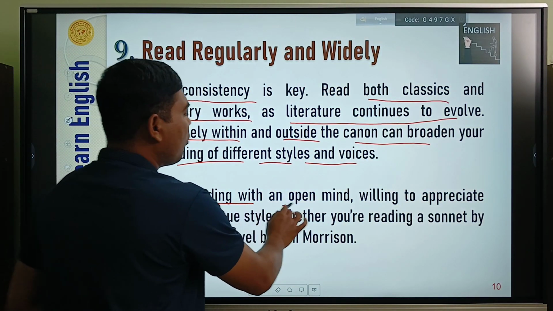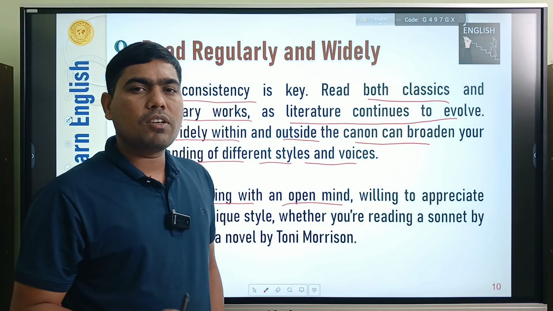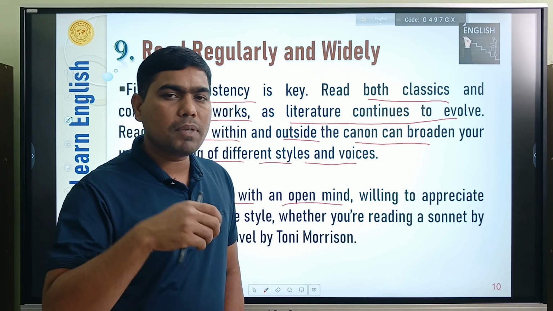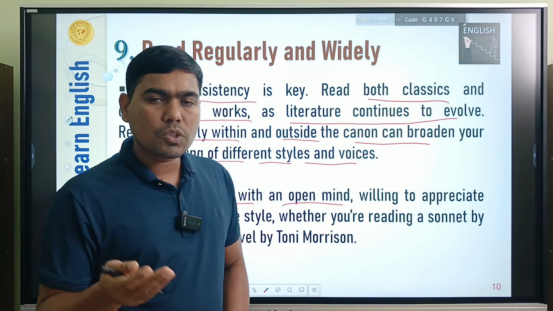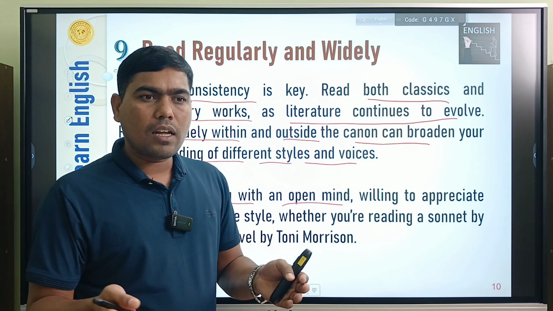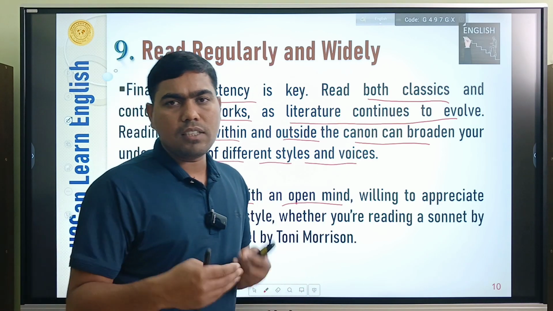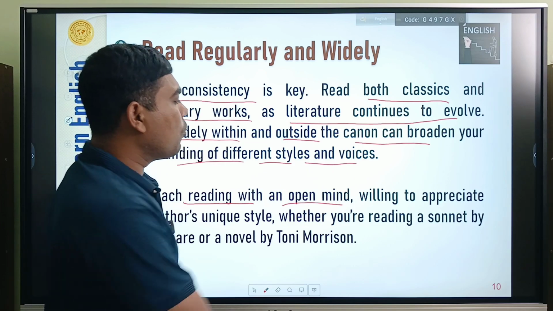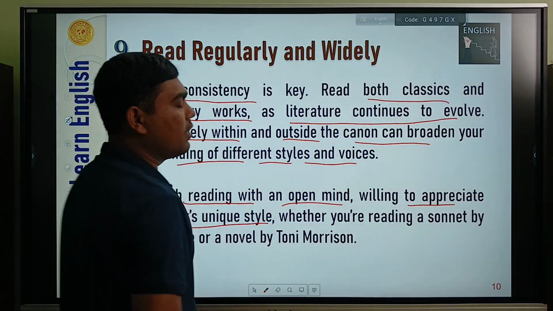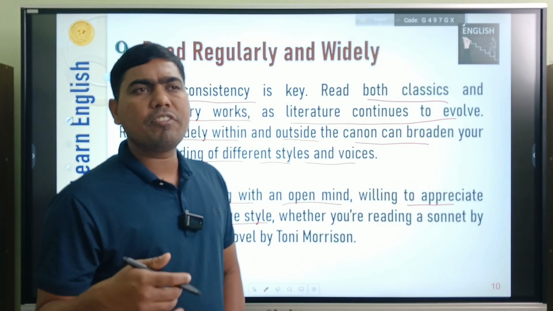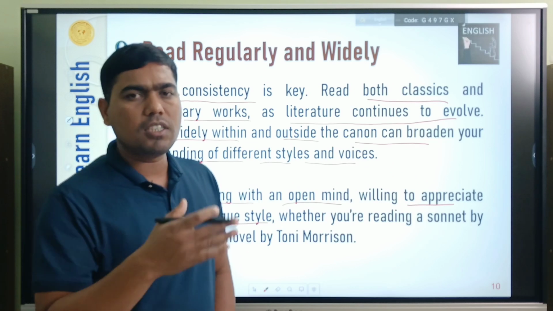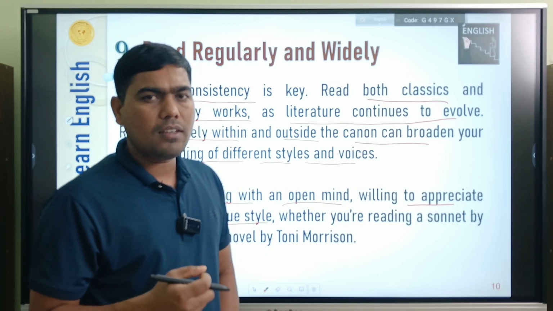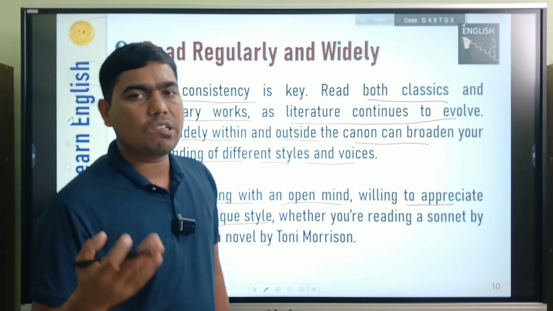Then approach reading with an open mind. You have to be open-minded, because if you just look at a text with narrow-mindedness, you will not understand it, because this may give you a false or improper idea. So open your mind, read widely and variedly. Okay, and this will make your understanding or attitude broader. So it is said to approach reading with an open mind, willing to appreciate each author's unique style. You may not have interest in reading poetry, you may have interest in reading short stories. So don't avoid reading poetry. Rather, try to read it and appreciate how they have successfully written something, and how they have been successful in presenting a particular thought.